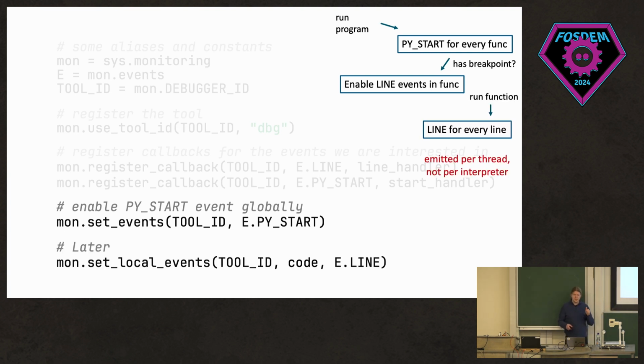The cool thing is that these line events are emitted per thread. With sys.settrace it was emitted in the main thread per interpreter, but here it's emitted for every line in the thread that the function is currently executing, and this is really cool.